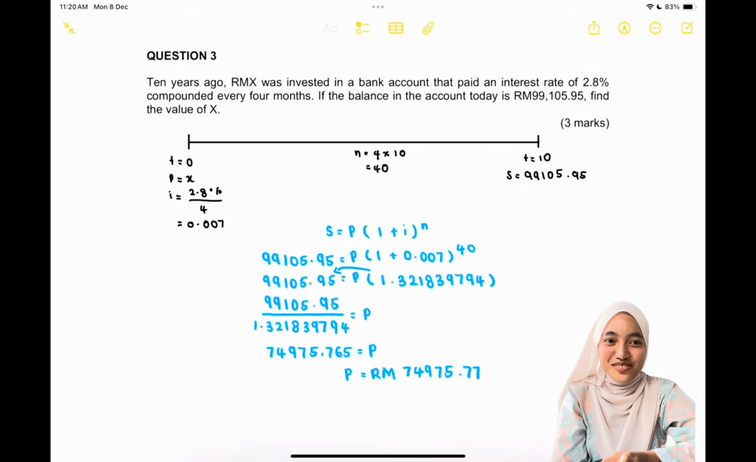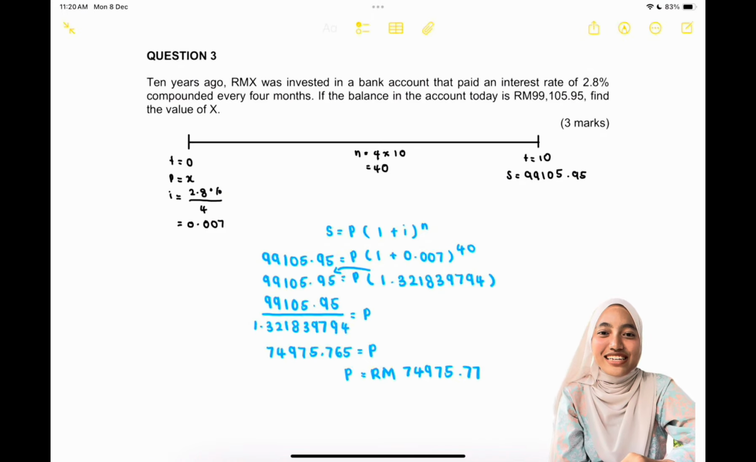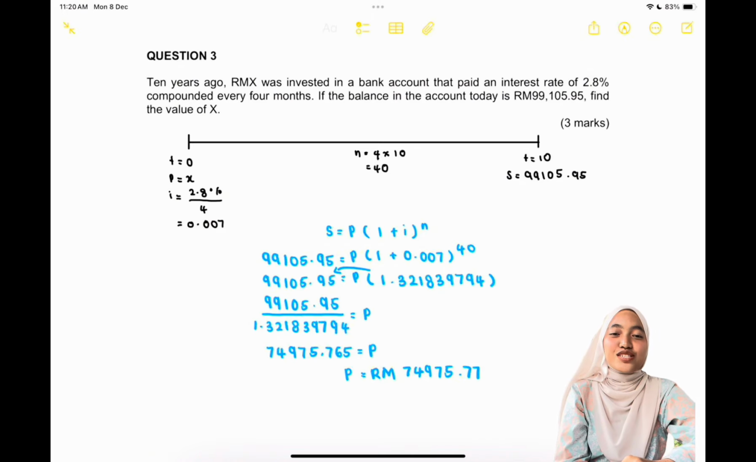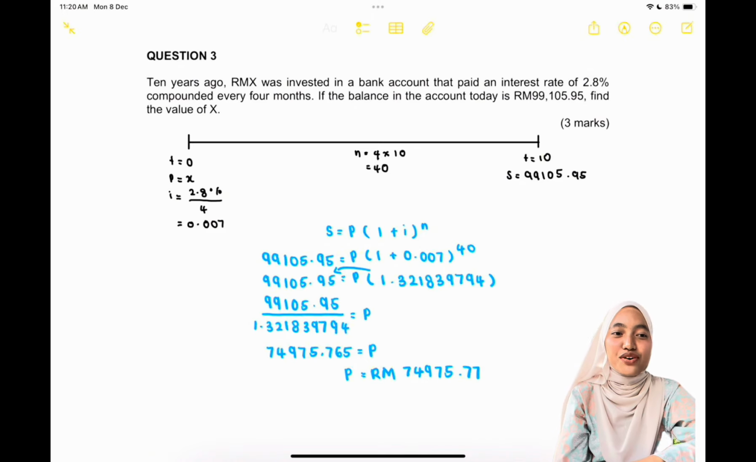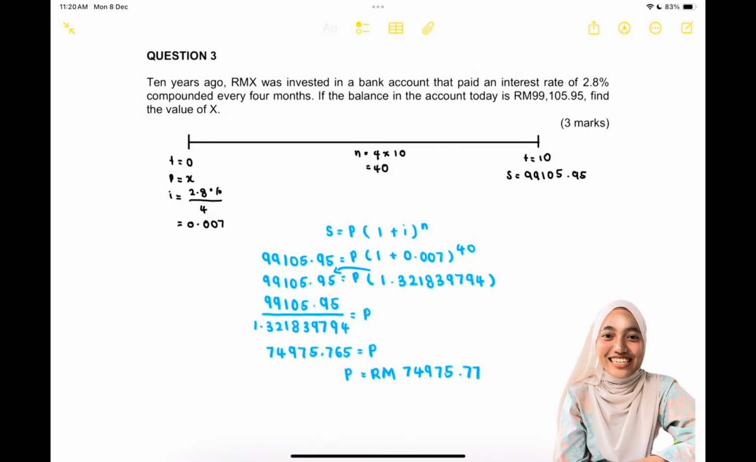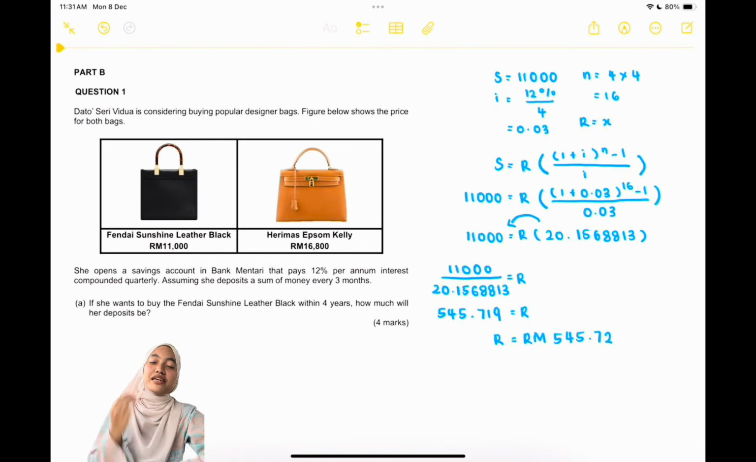So we move the bracket to the left side, so it turns out to be 99,105.95 over 1.2321839794 equals P. So we calculate them, and we got 74,975.765 equals P. So P is equal to RM74,975.77.